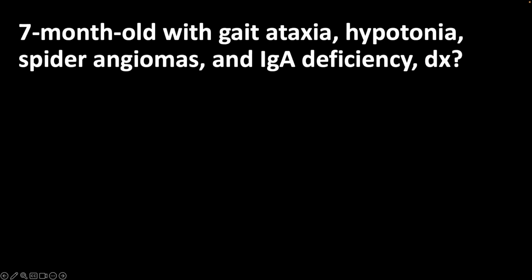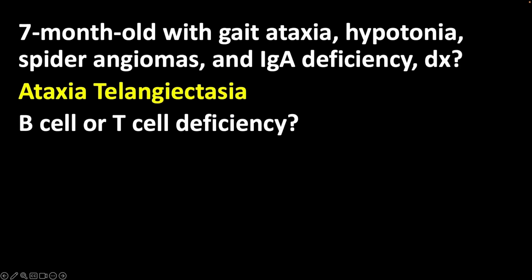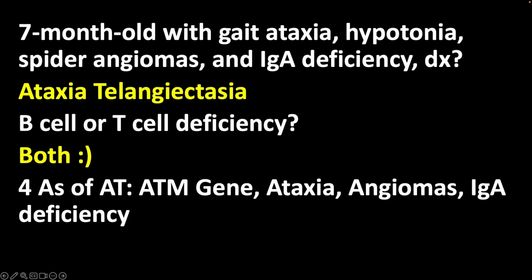Now we have a 7-month-old with gait ataxia, hypotonia, and spider angiomas, and IgA deficiency. What's your diagnosis? This would be ataxia telangiectasia. And is this a B cell or a T cell deficiency? Well, it's actually both. And you can remember this by the 4 A's of AT. So the ATM gene, ataxia, angiomas, and IgA deficiency of ataxia telangiectasia.